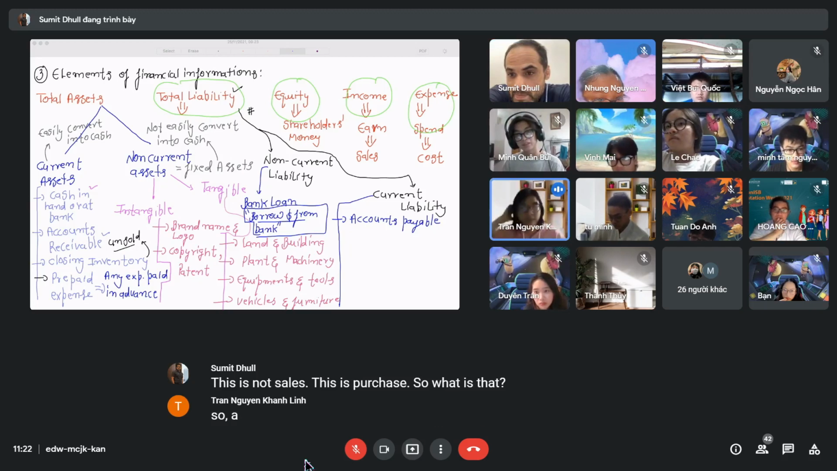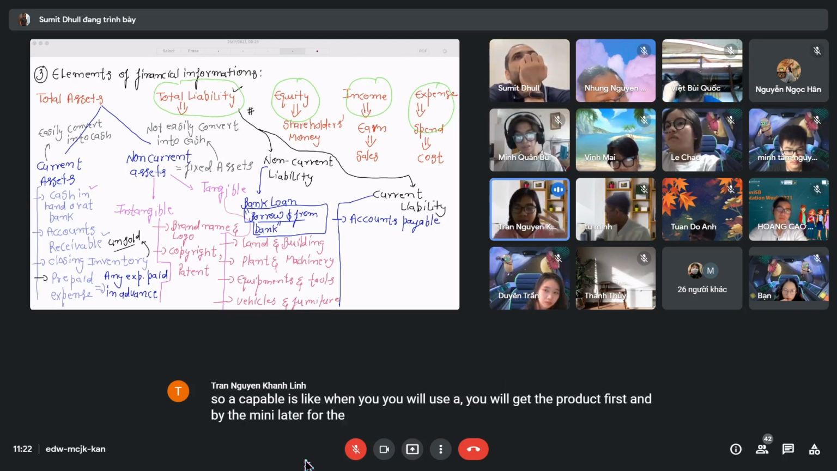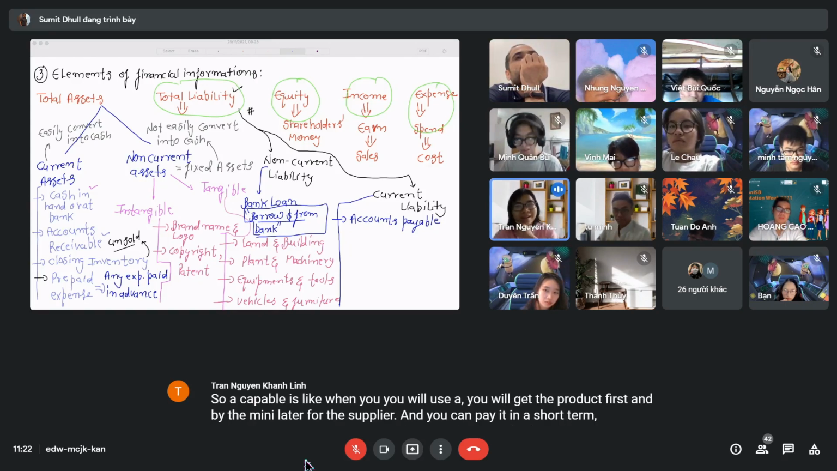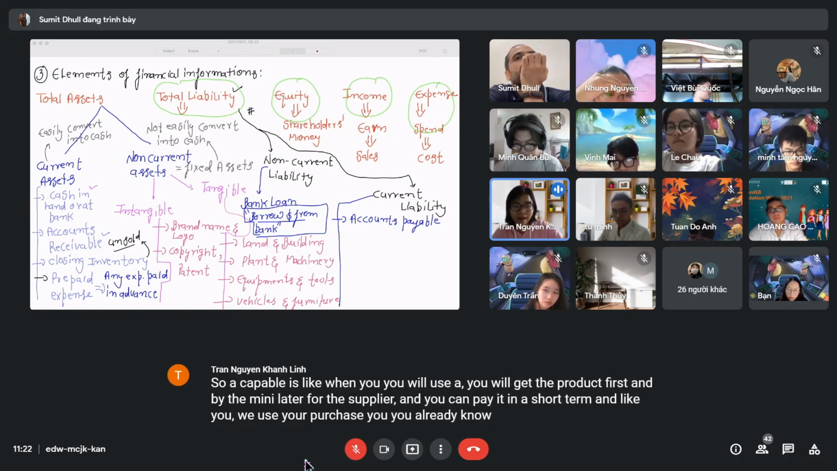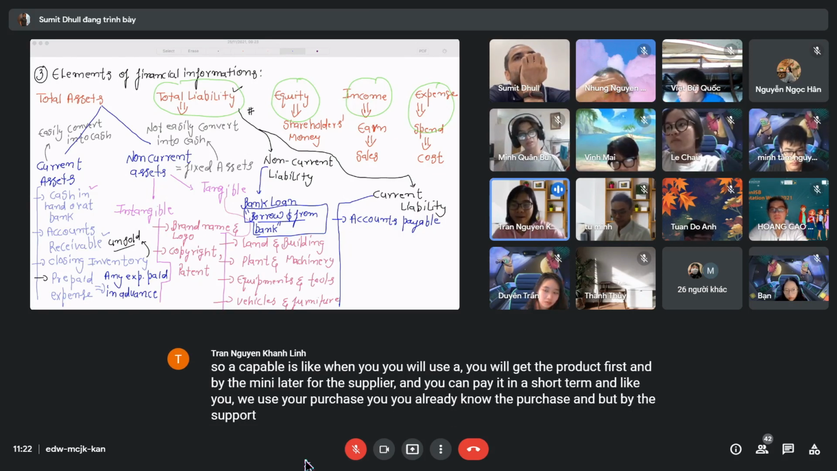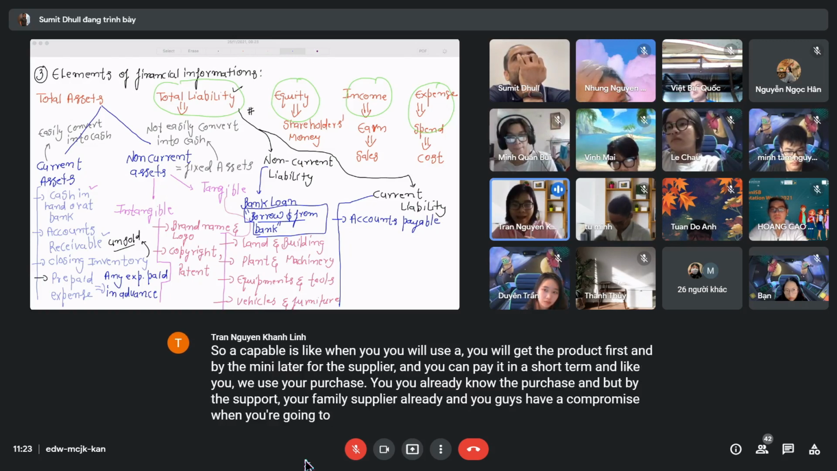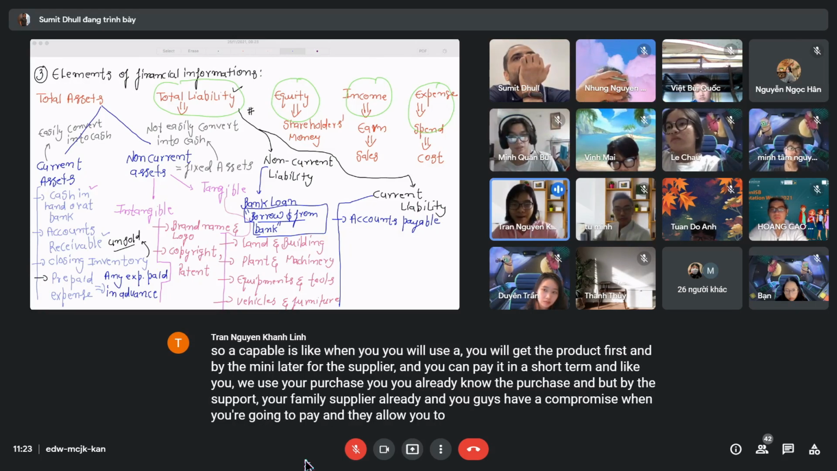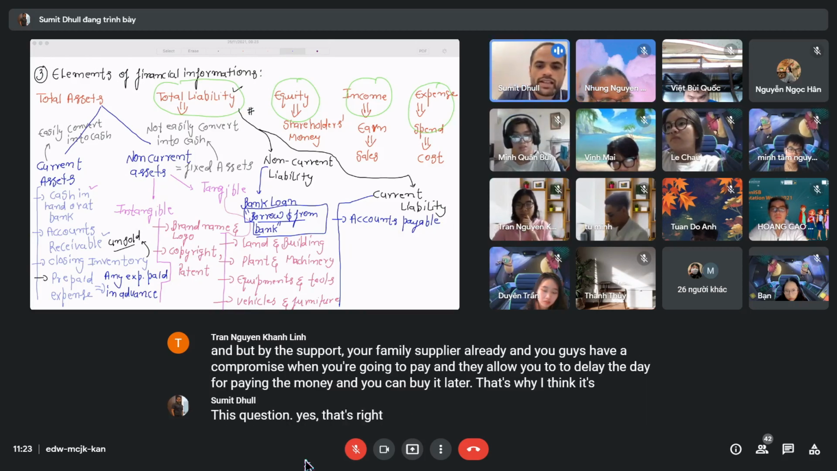Accounts payable is when you get the product first and pay the money later to the supplier. You can pay it in a short term. You already know your familiar supplier, and you have an agreement on when you're going to pay, and they allow you to delay paying the money, and you can pay it later. That's what I think. Yes, that's right. Now I explain to you what accounts payable is.